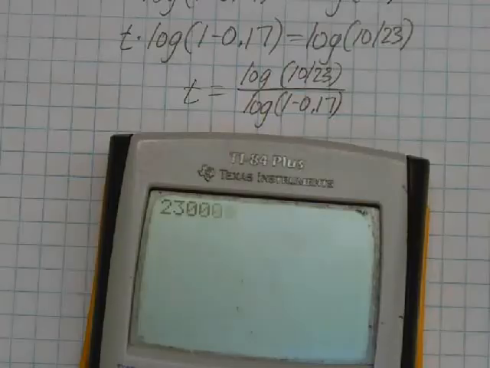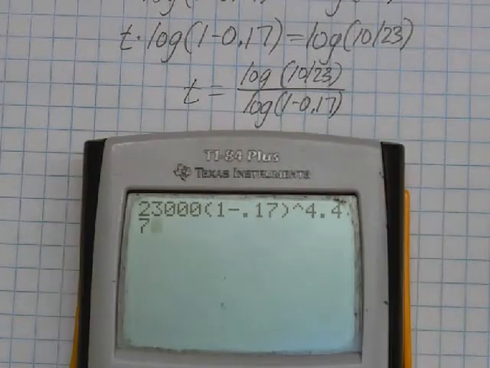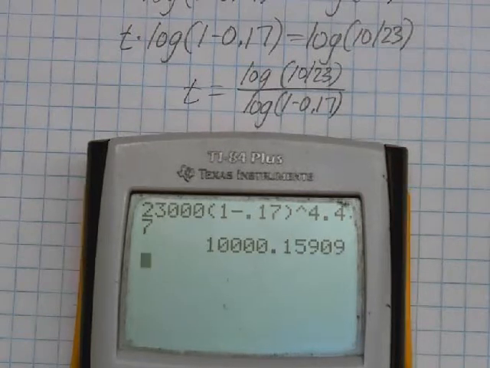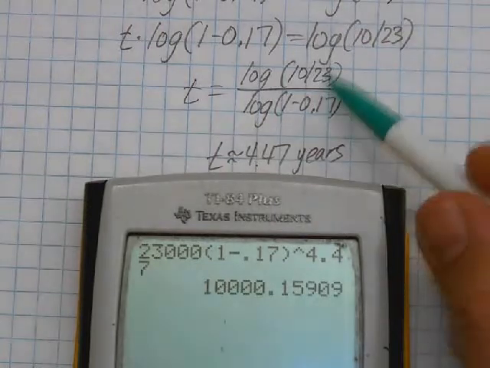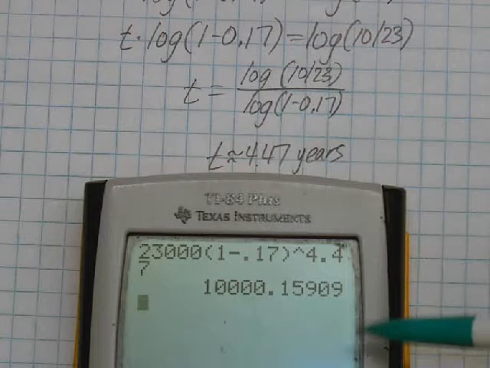So as a check, 23,000 times 1 minus 0.17 to the power of 4.47. Now, when I push enter, notice I don't get exactly $10,000. That's because I used a rounded figure in my calculation. As long as it's pretty close, then your answer is probably fine.